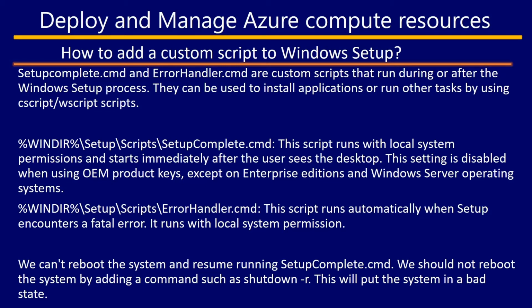%WINDIR%\setup\scripts\errorhandler.cmd. This script runs automatically when setup encounters a fatal error. It runs with local system permission. We can't reboot the system and resume running setupcomplete.cmd. We should not reboot the system by adding a command such as shutdown -r. This will put the system in a bad state.